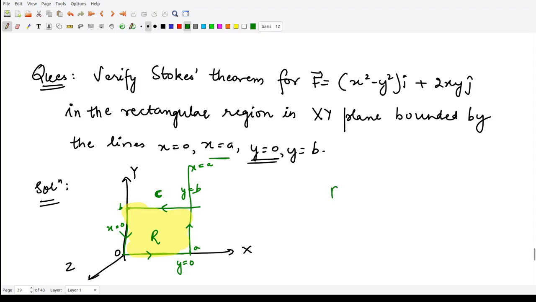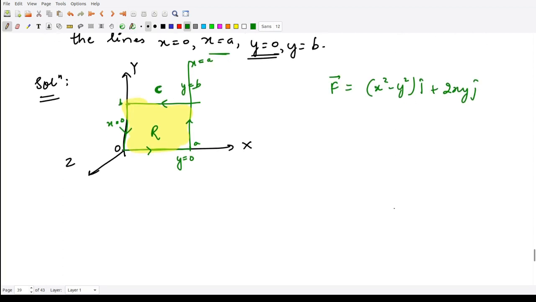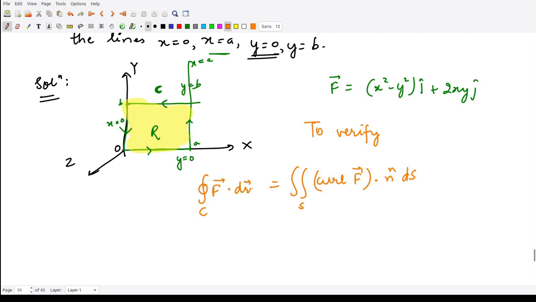So this is the region and the vector f is given by x square minus y square i cap plus 2xy j cap. Now we are to verify, according to Stokes' theorem, whether the surface integral over S of curl f dot n vector ds is equal to the integration over closed curve C of the vector f dot dr. So we are to verify this thing. Let's call this equation 1. So let's first proceed by solving for the right hand side.